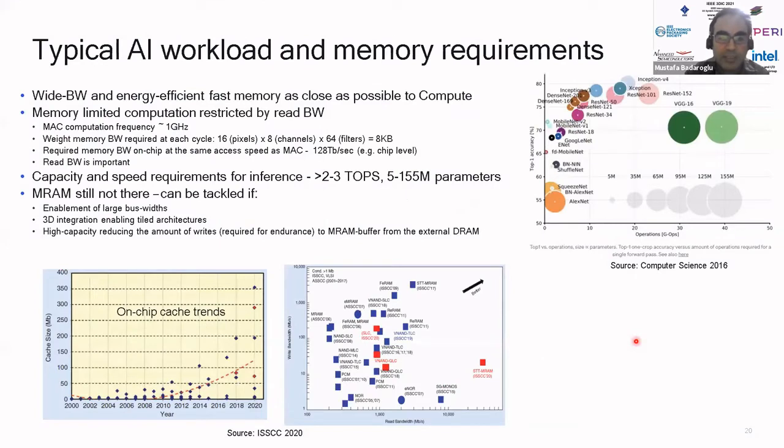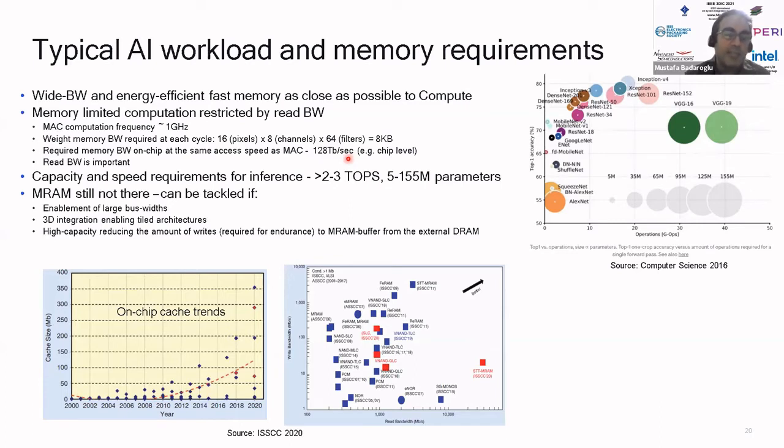If you look at a typical AI application, here I list an example. For instance, your MAC can operate at 1 gigahertz. Suppose that you want to process 16 pixels in parallel over 8 channels and over 64 filters. At every cycle, you need to feed 8 kilobyte of data to operate at this frequency. So the required memory bandwidth for this type of application is 128 terabit per second. And this is mostly a read operation.